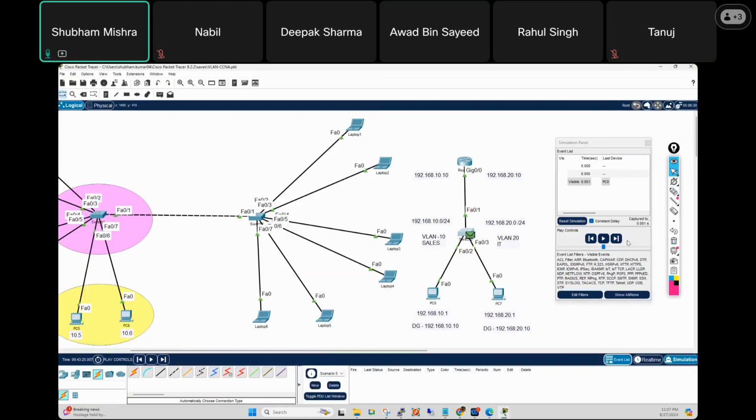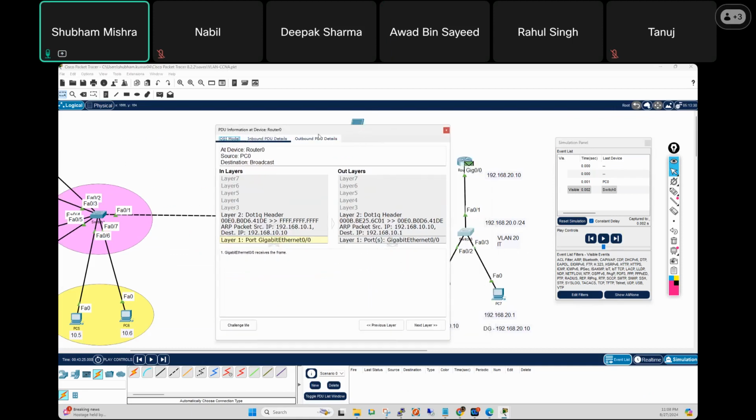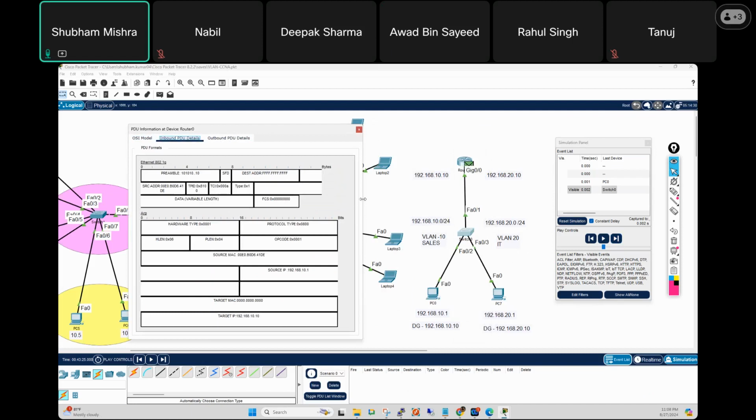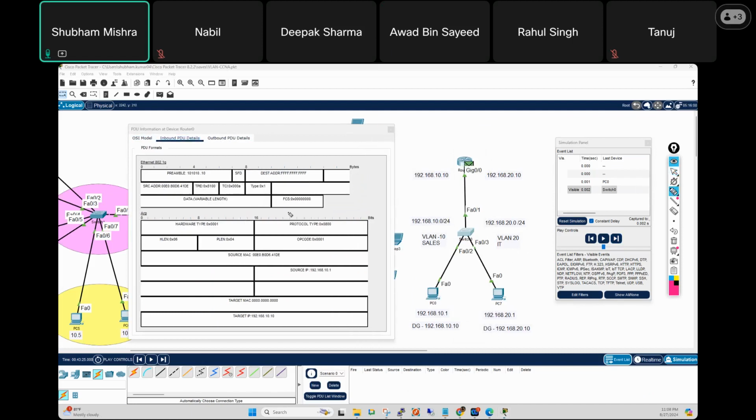Now the switch forwards this packet to the router. On which interface does the router receive this packet? So by 0 by 0.10. Okay, now open this packet, inbound and outbound. Now the router has received it. See, is there any change? In ARP there is no change. Again the same thing is there, no change here. Is there any change? No.